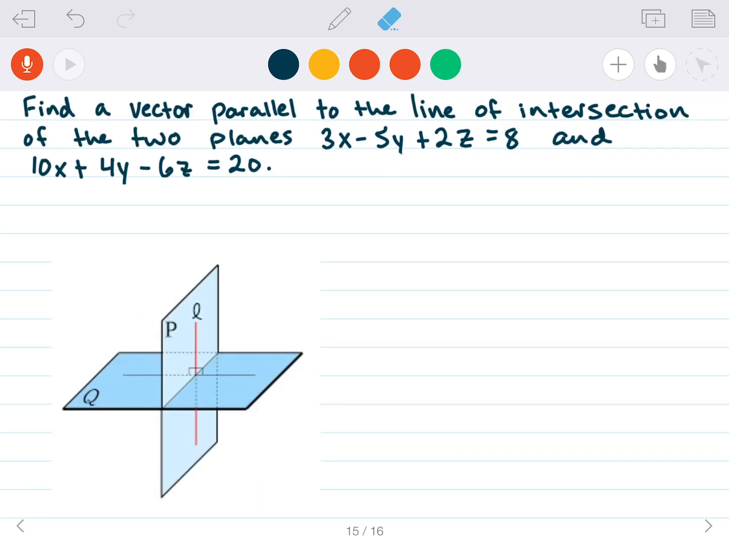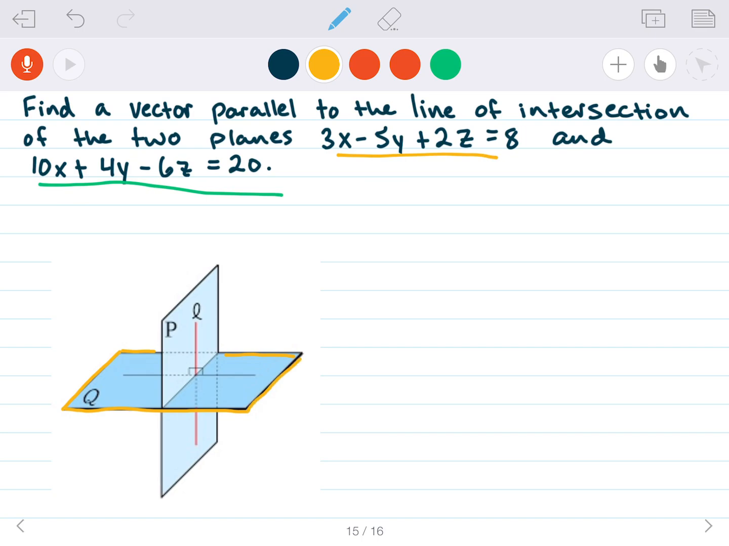So we want to find a vector parallel to the line of intersection of the two planes, 3x minus 5y plus 2z equals 8, and 10x plus 4y minus 6z equals 20. Alright, so this is just a sketch of two planes, and just to get the point across, we're going to pretend that they're these planes in question. So we have this yellow plane right here. Again, this isn't drawn to scale, just to get the point across.